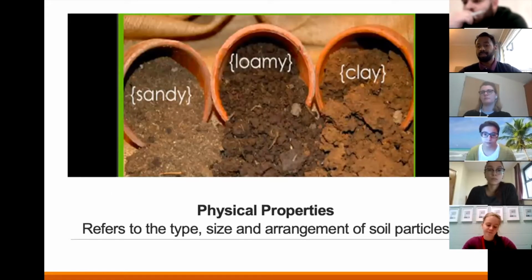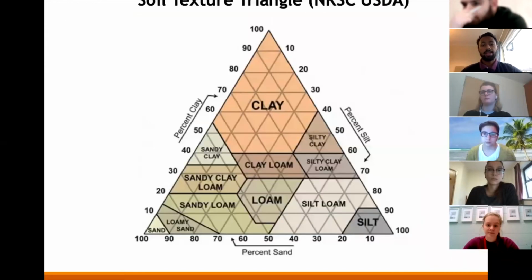Physical properties refer to the type, size, and arrangement of soil particles, which give rise to the properties of soil. The classification of soil can be determined using the NRCS USDA system, which is based on the percentage of clay, silt, and sand in any soil. So if you have your soil sample and you're able to determine the percentage of clay, silt, and sand, it will give the exact classification of your soil.